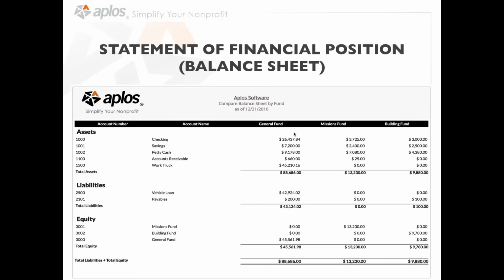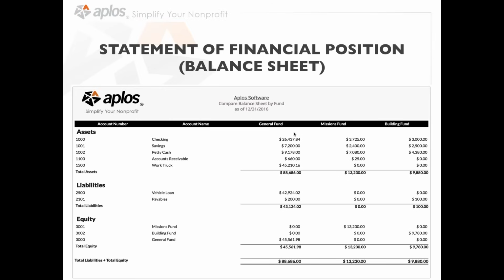I also have $7,200 in savings, $91 and some odd in petty cash, some accounts receivable, and a work truck that I've attributed to the general fund, and then my assets are offset by the vehicle loan, which applies to the work truck, and then some payables that I've got as well, leading me to an overall fund balance at the very bottom of $45,561.98. And that is a totally standalone, applicable balance sheet for that one particular fund.